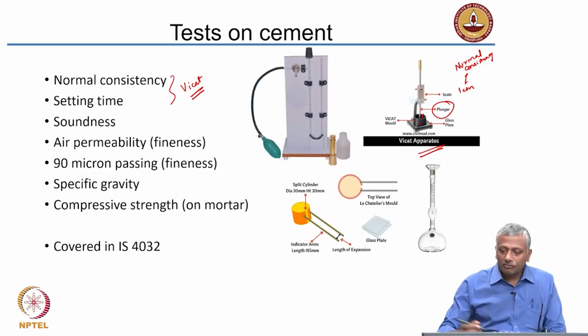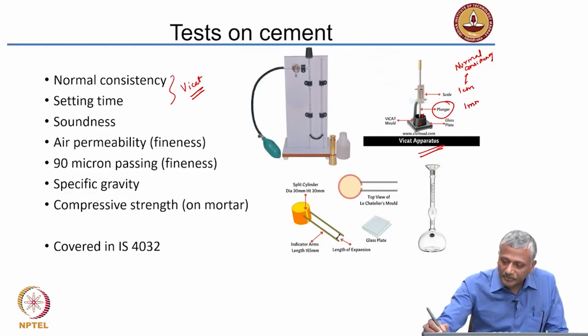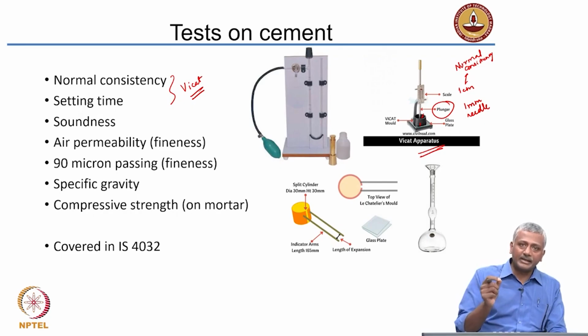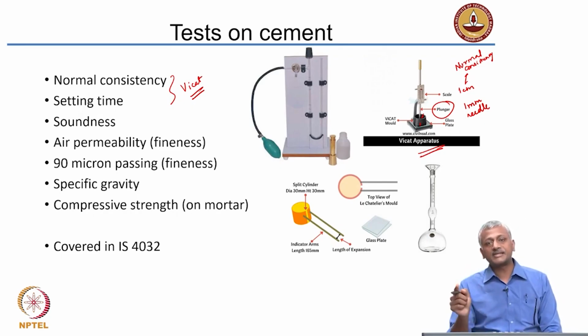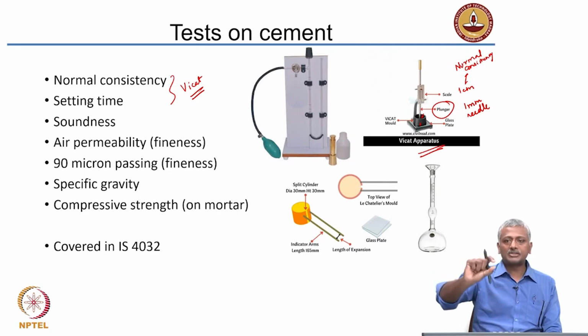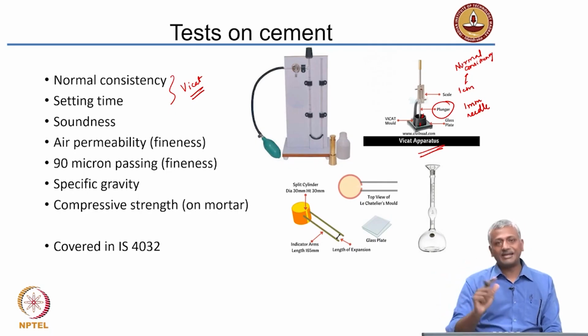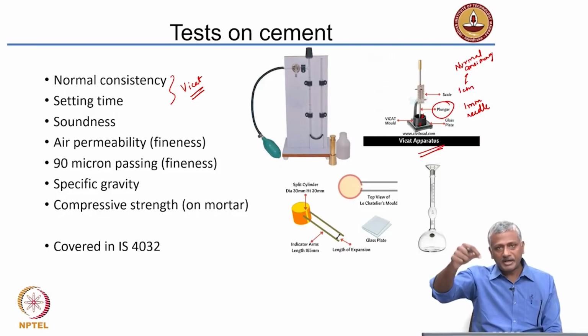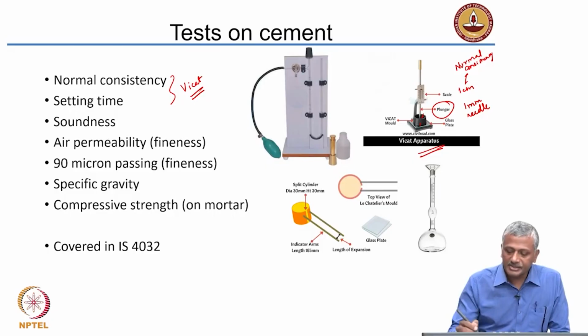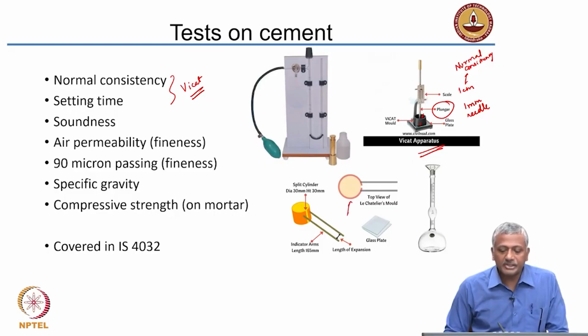Now, for the initial setting we use a 1 millimeter needle. We use a penetrating needle which is 1 millimeter in diameter. For consistency we use a plunger of 1 centimeter. For setting time we use 1 millimeter, and this 1 millimeter needle basically penetrates the cement paste up to a distance of 5 to 7 millimeters from the bottom. That is called initial set, and the point at which it does not penetrate the top at all is called final set.